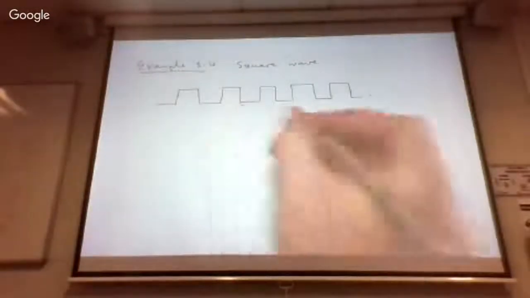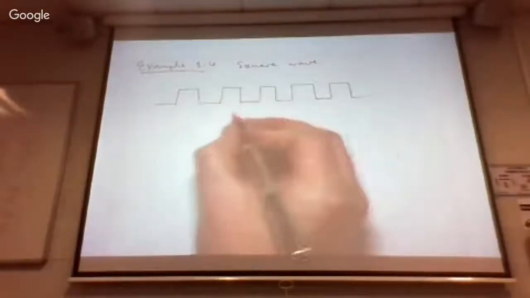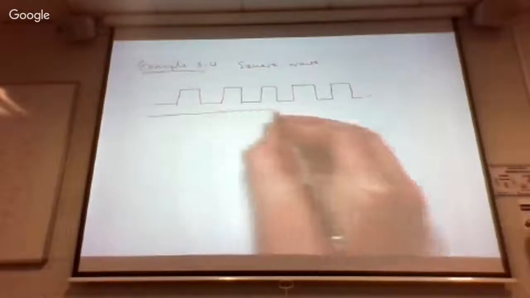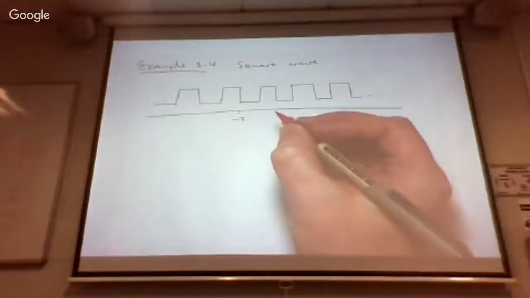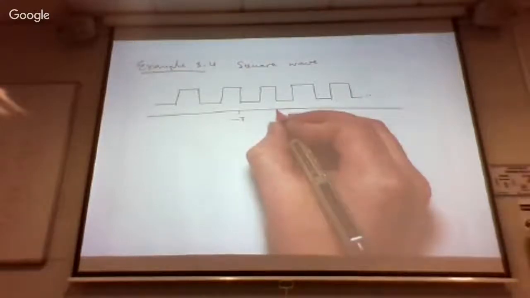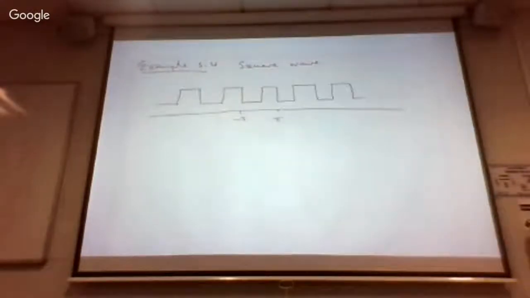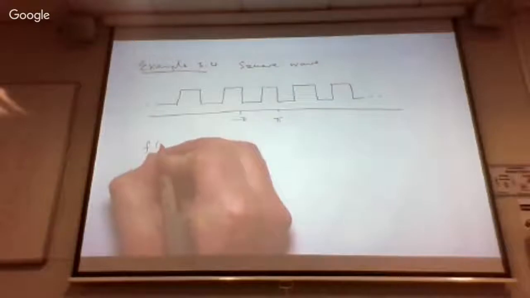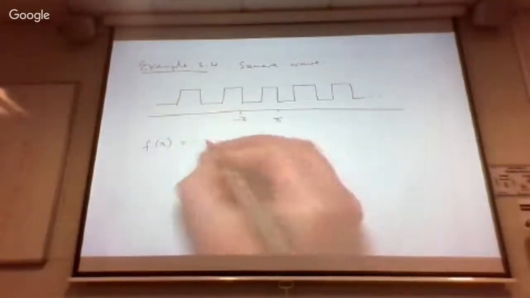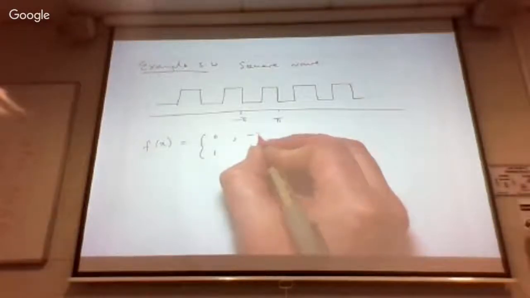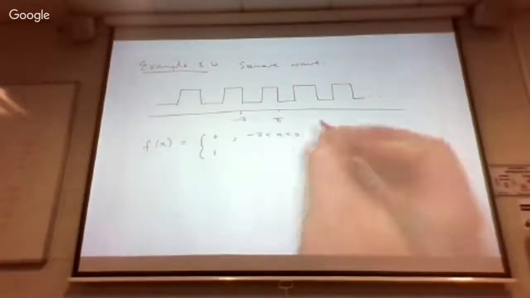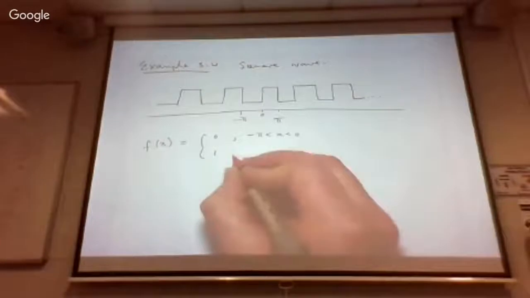Specifically, we just focus in on one little portion of this, from minus pi to pi. So here's minus pi. Here's pi. The specific function we're talking about is switched off and switched on. It's switched off between minus pi and 0, and then it's switched on.